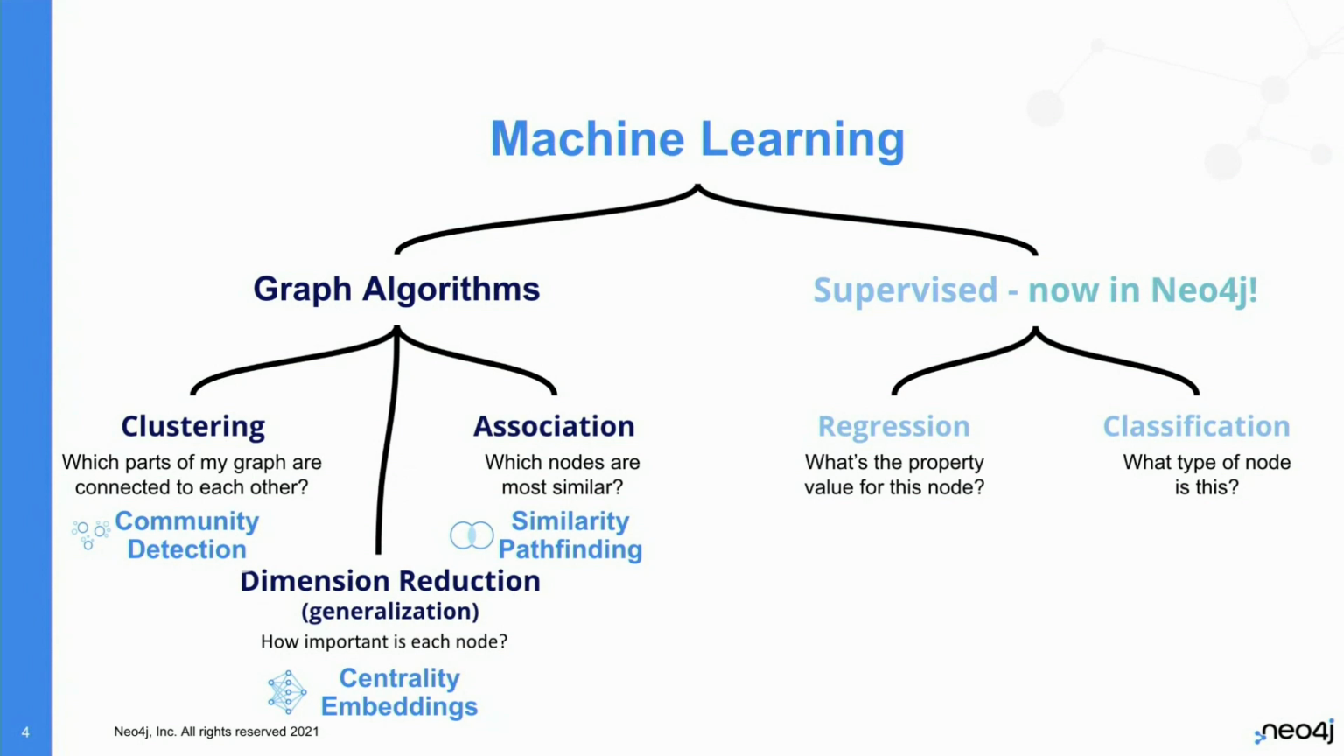Those are the things we've talked about for the last few years: community detection for clustering, similarity for association, embeddings for dimensionality reduction. What's new, and what we've spent the last 6 months working on building out, are supervised machine learning capabilities. So how can I take the labels that I have in my graph and make predictions?